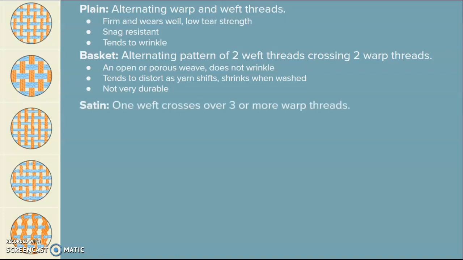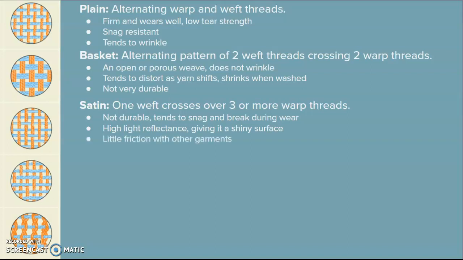This third weave is called satin. So this is where one weft crosses over 3 or more warp threads at a time. It's not very durable. It tends to snag and break during wear. It has high light reflectance, which gives it a shiny surface. And it has little friction with other garments.